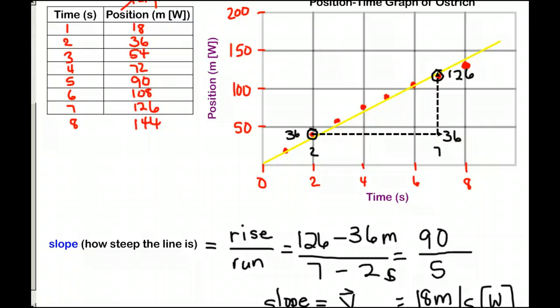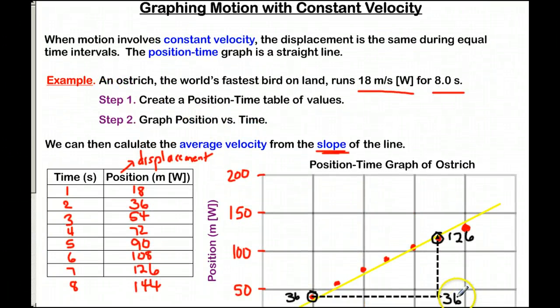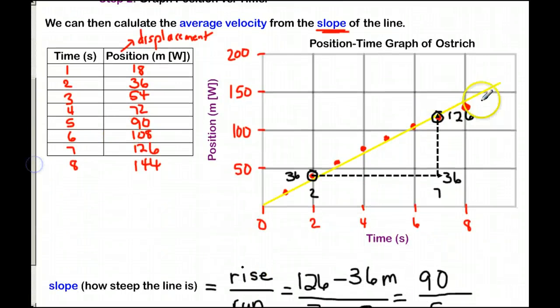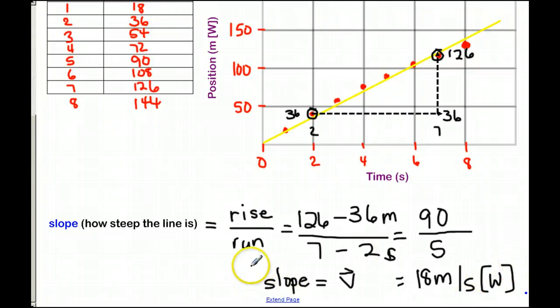So we used the formula yesterday. Today we're going to look at the same type of thing using a graph. So what you're going to be expected to do is be able to take information in a table of values, or something like this in a problem, making a table of values, then graphing it. Once you graph it, be able to calculate the slope. And that slope, what does that tell us? It tells us our velocity.